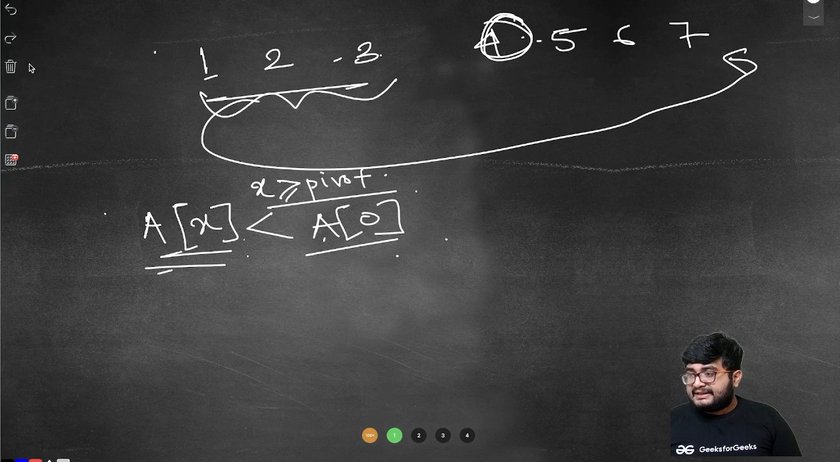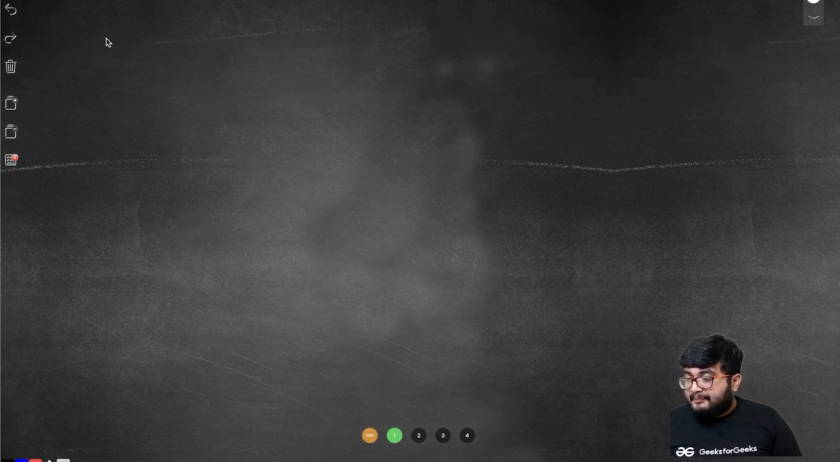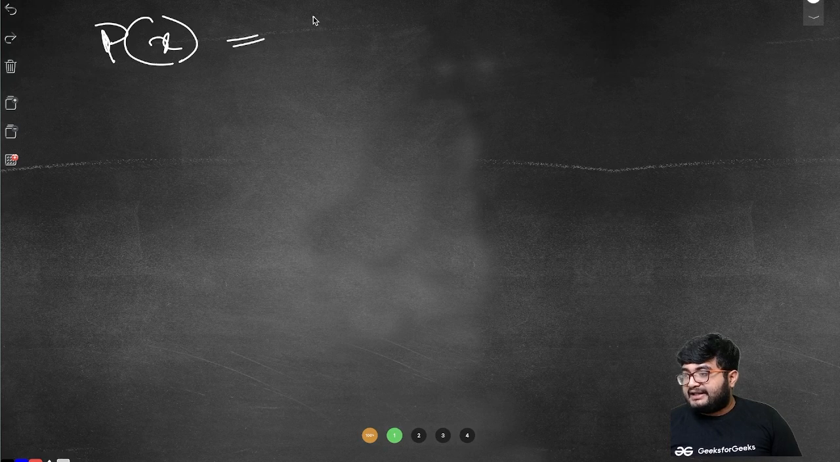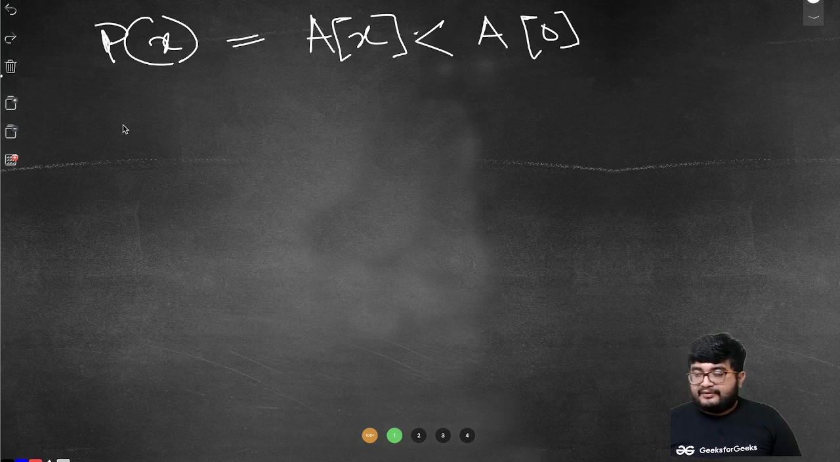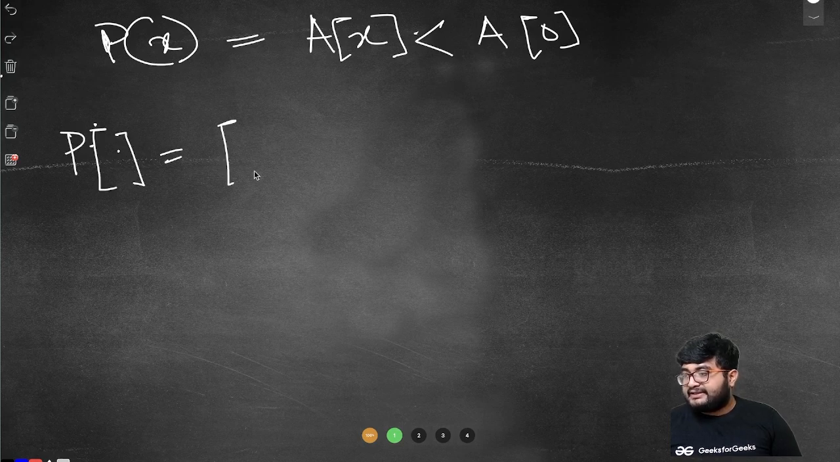So that's the property. Let's say we have a predicate function P of x, and it tells whether A of x is less than A of 0, right? So what will be the array based on the predicate? Let's call it the predicate array. So the predicate array will be something like this.